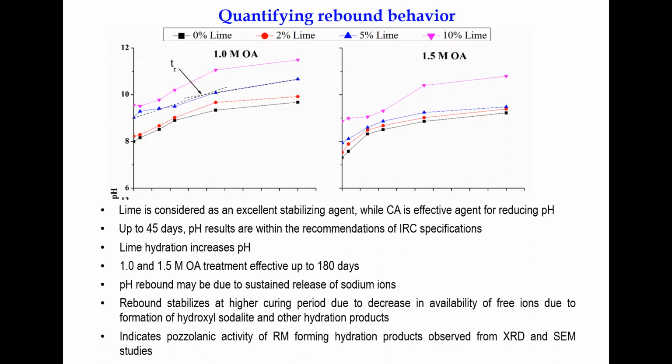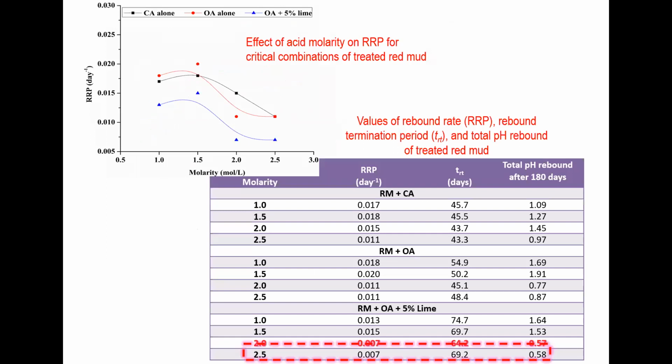Then, till the 45 days, how do we ensure that there was no leachability of harmful chemicals, or no consequent change in other engineering properties within these 45 days? This is another quantification, the RRP, the rate of rebound against the molarity. The rate of rebound is slightly high for 1 and 1.5 molarity and low for 2 and 2.5 molarity. These are all the quantification results for red mud treated with citric acid.